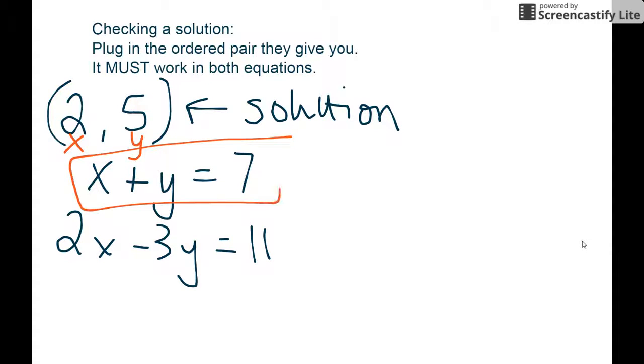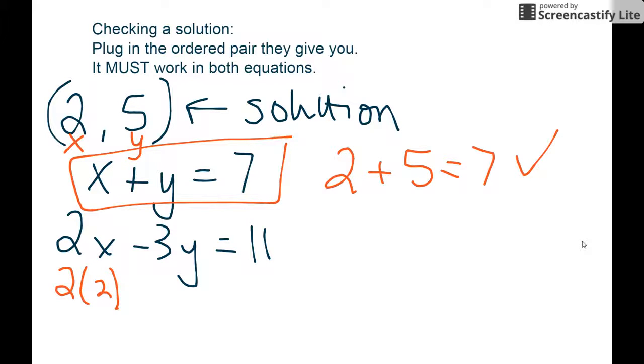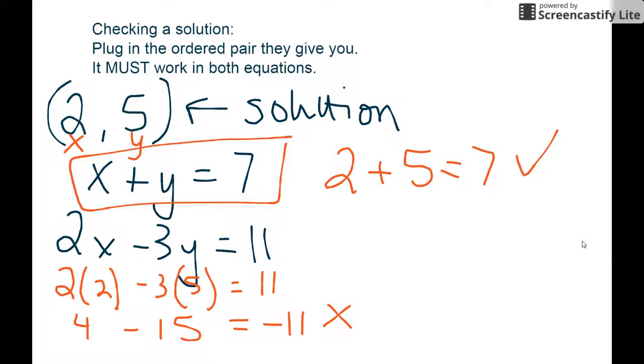So I'm going to do this top one first. So 2 plus 5, does that equal 7? Yes, that one checks. So now we go to the next one. 2 times 2 minus 3 times 5, and we're going to check to see if that's 11. So 2 times 2 is 4, minus 15, is that 11? Nope, it's not. And this equals negative 11, so this is not a solution. So when they ask you to check this solution, it is not, because it must meet both equations, and this one only meets one.